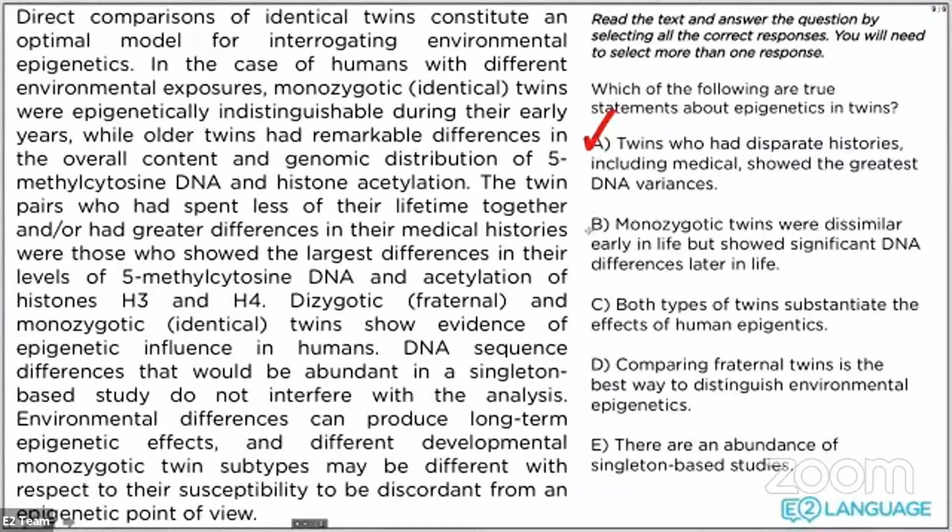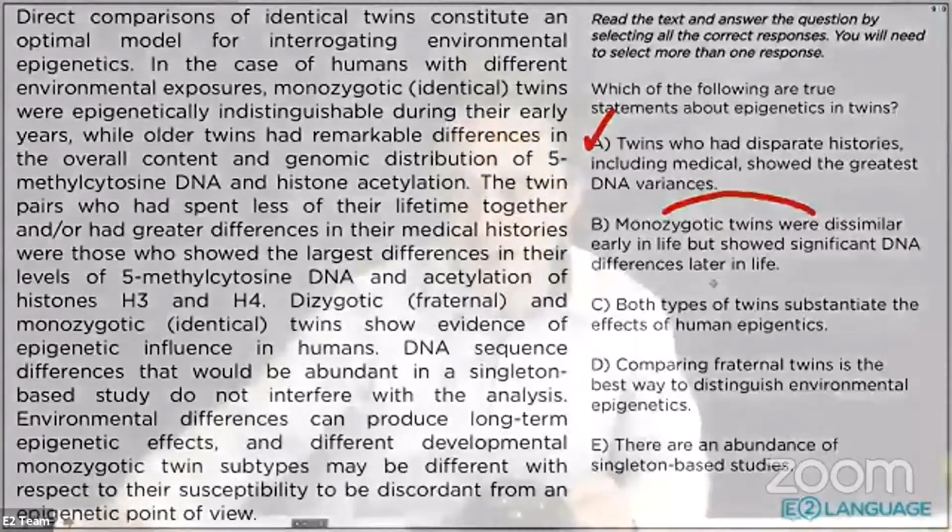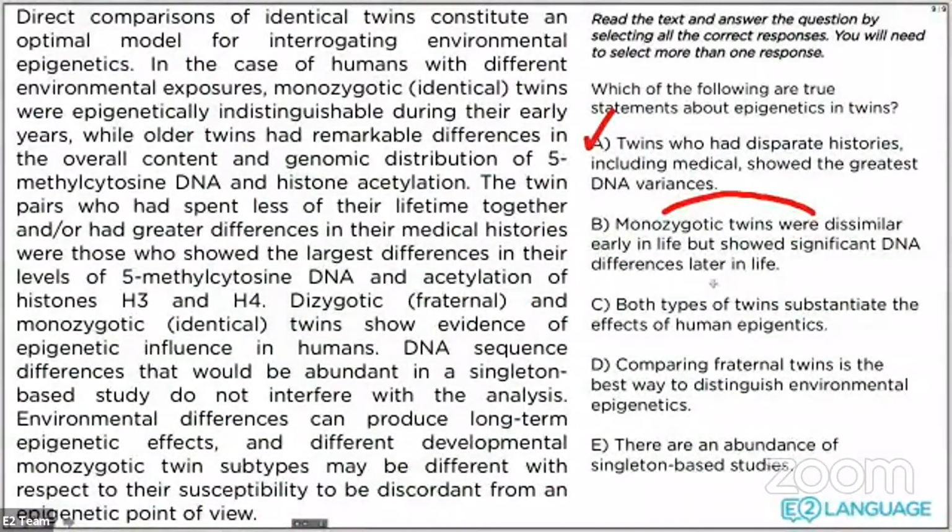Now we're going to continue and we're going to do this with B. I'm sorry if you already know the answers, but let's go through it just to confirm because this is hard. Monozygotic twins were dissimilar early in life, but showed significant DNA differences later in life. First of all, if you know anything about biology, monozygotic twins are identical twins. So the idea that they're dissimilar doesn't make much sense. So already I've become a bit suspicious about B. I'm not very happy with B, but I want to make sure.